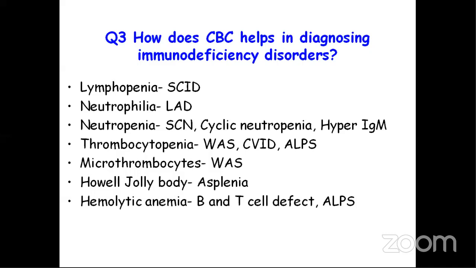And if they are all normal, then it could be something like chronic granulomatous disease, which can be diagnosed by dihydrorhodamine test on flow cytometry, or it could be a leukocyte adhesion defect where your white cell counts are extraordinarily high, like 30,000-40,000 persistently on repeated occasions. Every time your TLC is very high, this child might be having a leukocyte adhesion defect.